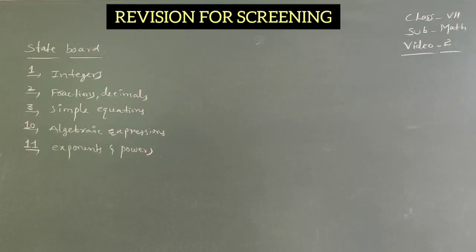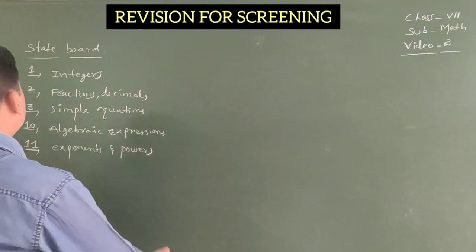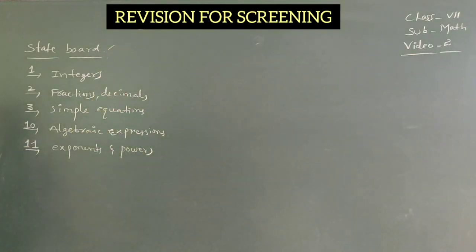Next, state code. From the state code we have these 5 chapters. First one, integers. Second, fractions and decimals. Third, simple equations. 10th one, algebraic expressions. And 11th, exponents and powers. Actually these two topics we have taken from the foundation series. For getting it easy, I converted them in terms of state. These 5 we already completed earlier.